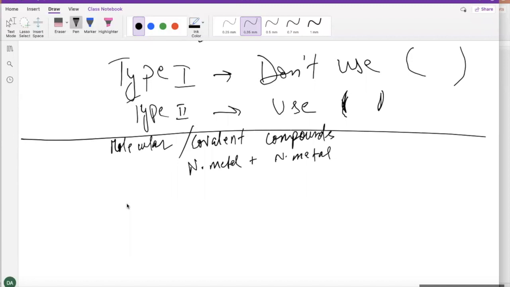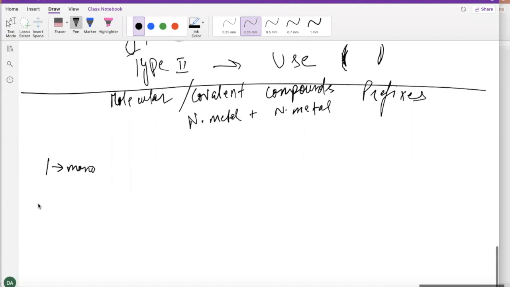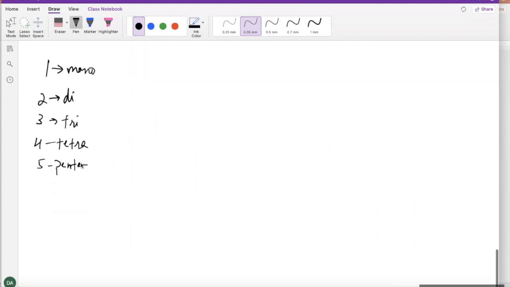So now guys, the next thing we need to talk about is the prefixes, because we know for molecular compounds, we need prefixes like mono, di, tri. So guys, the prefix for one is mono, two is di, three is tri, four is tetra, five is penta. Now guys, usually in my class, when we were doing this face-to-face, we expect students to memorize this list. So you can also try to remember them, and that will be beneficial for you when you take later classes.